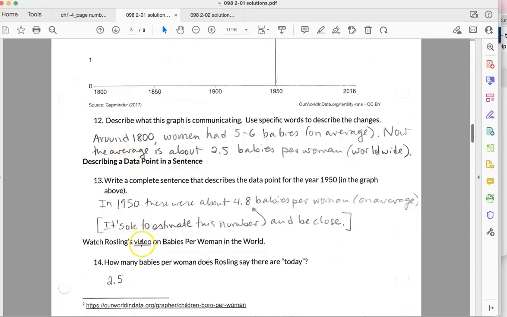Rosling has another video on babies per woman, which I encourage you to watch. They're very short. And then he also says 2.5 babies per woman today.